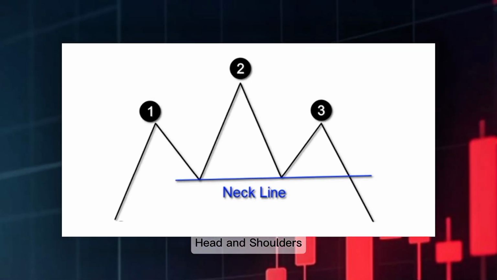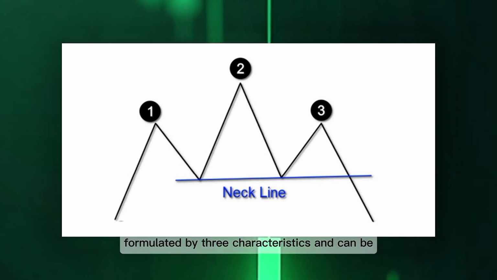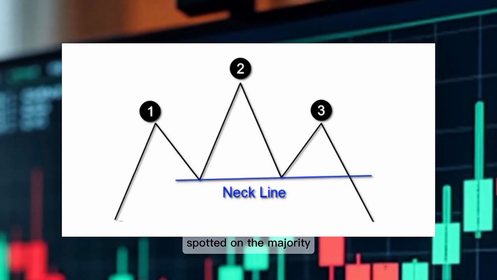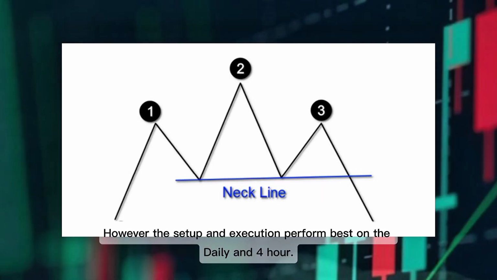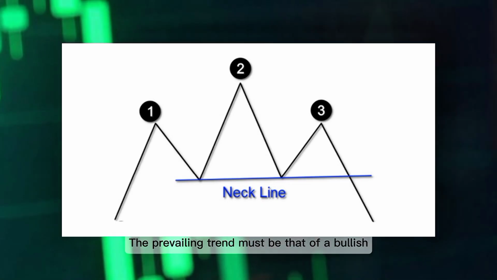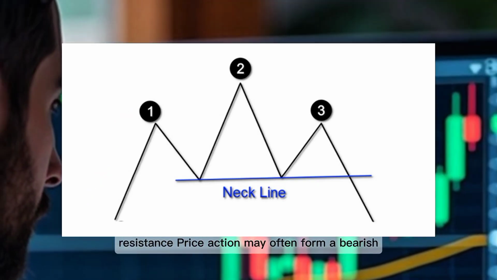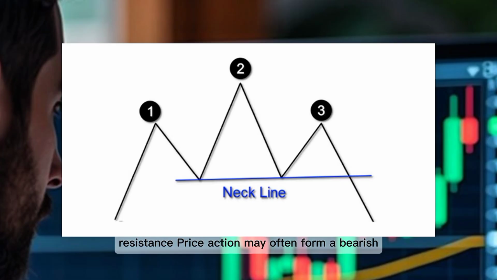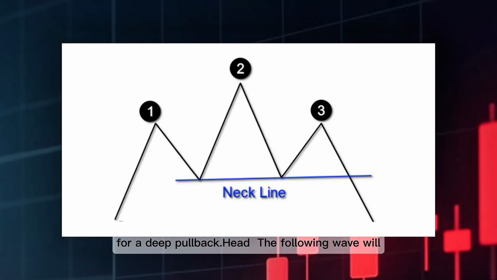Head and shoulders. Yet another reversal formation. The head and shoulders chart pattern is formulated by three characteristics and can be spotted on the majority of time frames. However, the setup and execution perform best on the daily and 4-hour. How to spot left shoulder. The prevailing trend must be that of a bullish one, with the price anticipating its next move around a key level of resistance. Price action may often form a bearish candlestick formation, acting as a catalyst for a deep pullback.